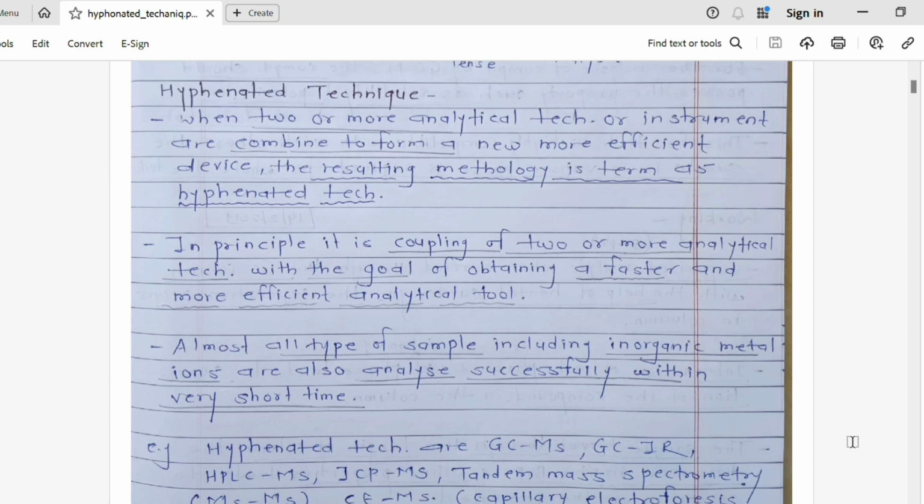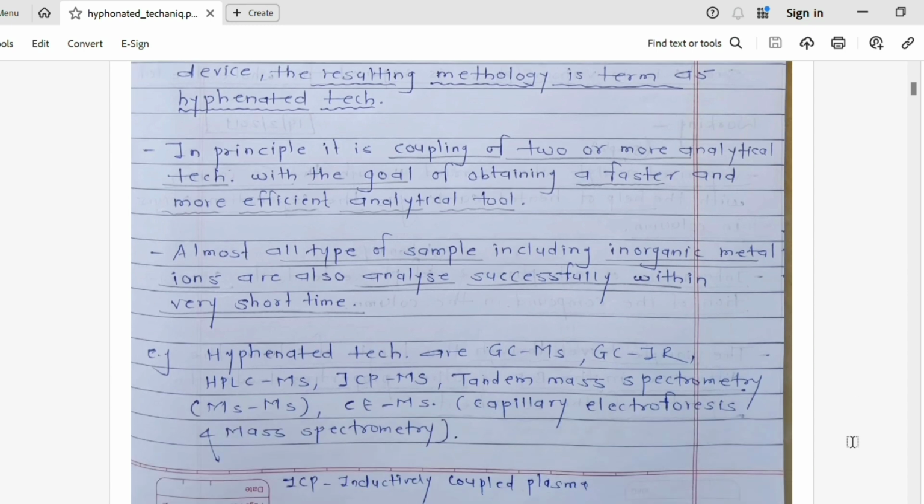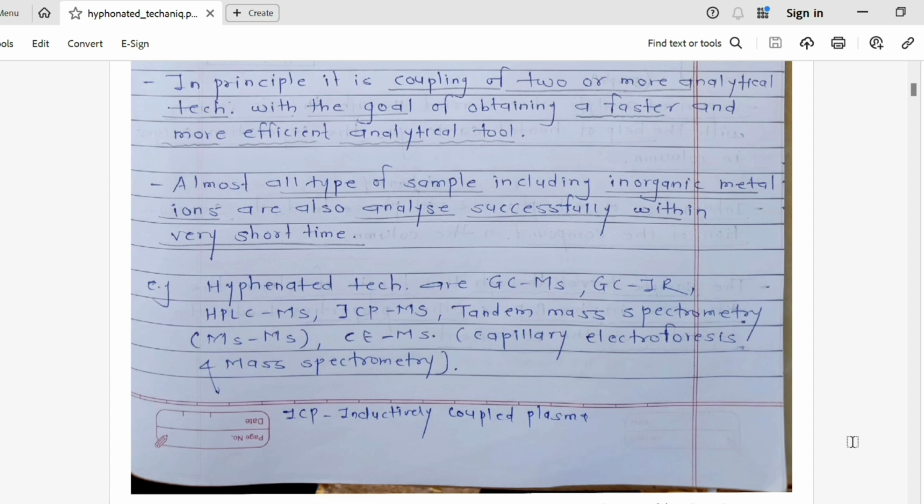Coupling of two or more analytical techniques with the goal of obtaining a faster and more efficient analytical tool. Almost all types of samples, including organic compounds and inorganic metal ions, are also analyzed successfully within a short time. There are some examples of hyphenation techniques. Today I am going to cover only GCMS. The remaining we will continue in another video.